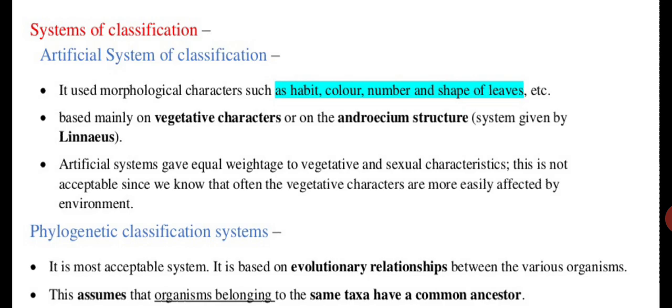groups. This system is obviously not acceptable, because there are so many characters which should also be taken into consideration before classifying any organism or plant into different groups. We cannot overlook some characters and classify the plants. We have to consider the finest detail about that plant, and only then can we properly categorize them into different categories. Now the next system of classification is the phylogenetic classification system.